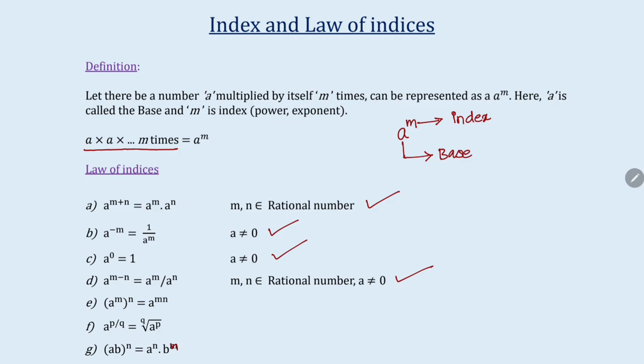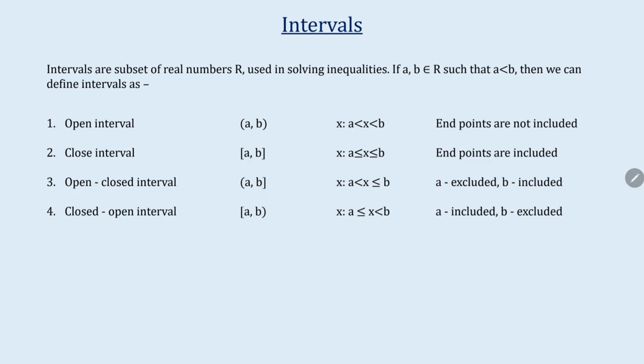And the last one is, there are two numbers a, b, which are multiplied together and raised to the power n. This we can write as a raised n multiplied with b raised n. So all these laws of indices are covered here. This will be very useful in problem solving.